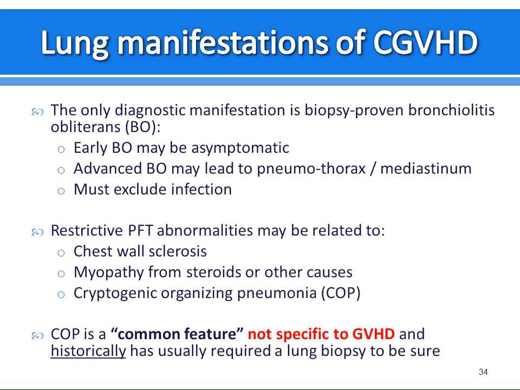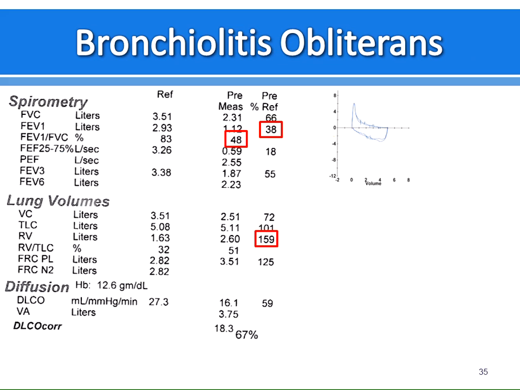But I have to tell you, with improved diagnostic testing, with BALs, we're not really doing so many lung biopsies for that now. So bronchiolitis obliterans, basically here's some classic spirometry. We've got a very low FEV1, 38% predicted, and a very low FEV1/FVC ratio, less than 70%, it's 48 here. And that's accompanied by air trapping, shown by a residual volume which is more than 120% predicted. And if you get that pattern, that's pretty classic for bronchiolitis obliterans.